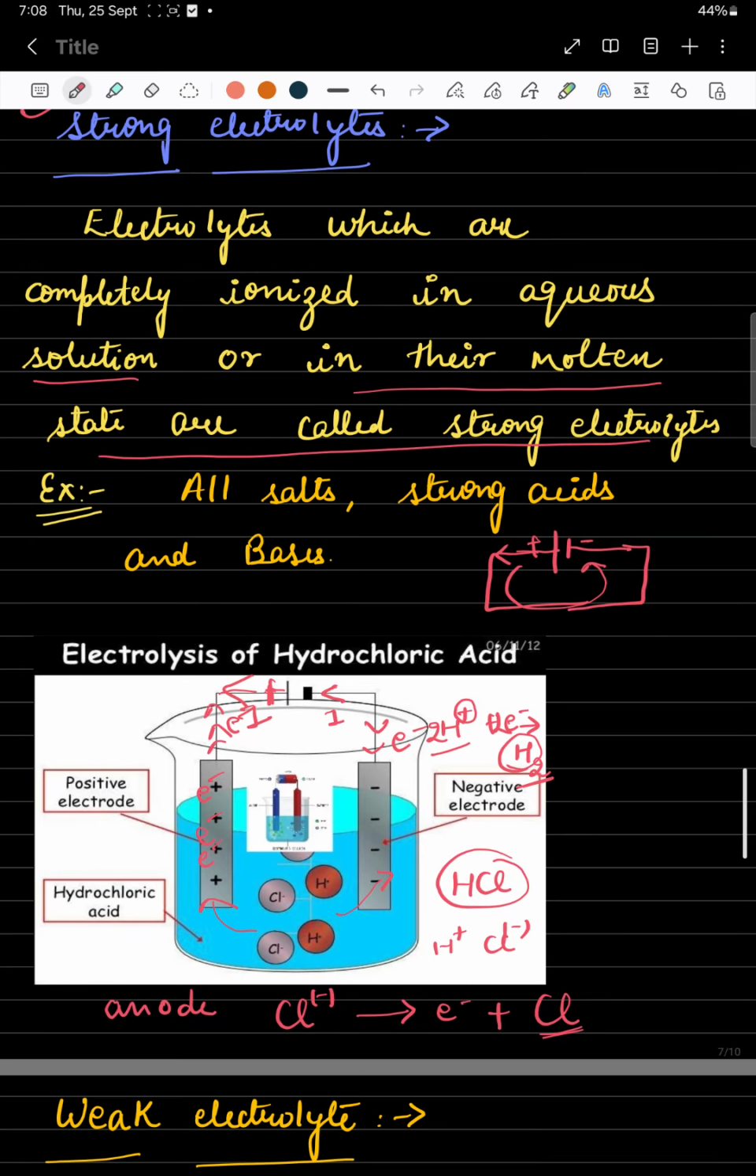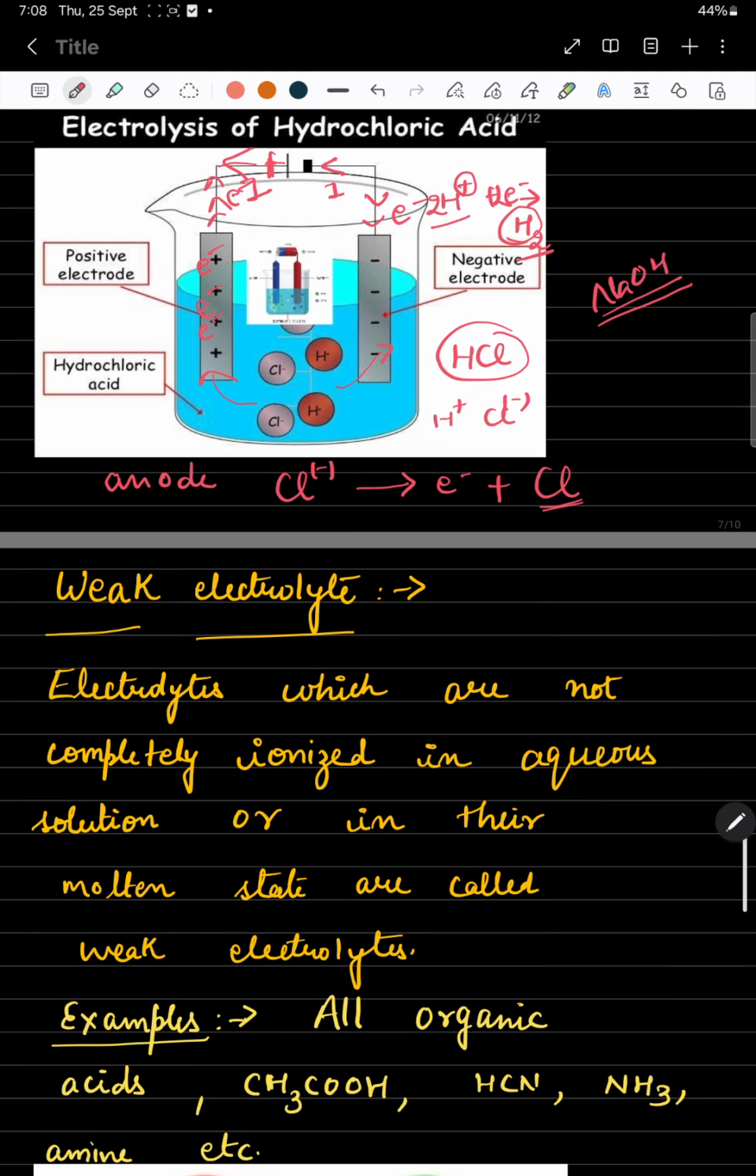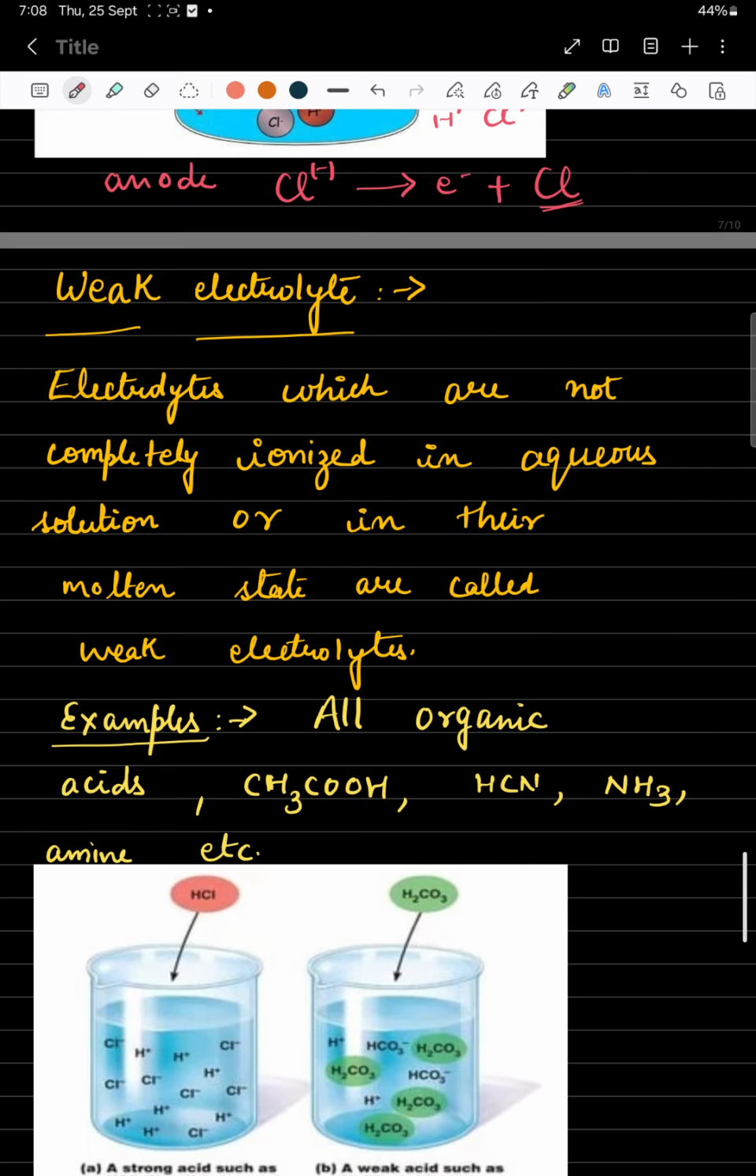Now, all salts, strong acids, strong bases. Suppose in this example, instead of HCl, you take NaOH. That would also completely divide into ions and can easily conduct electricity as well. So that is your strong electrolyte.